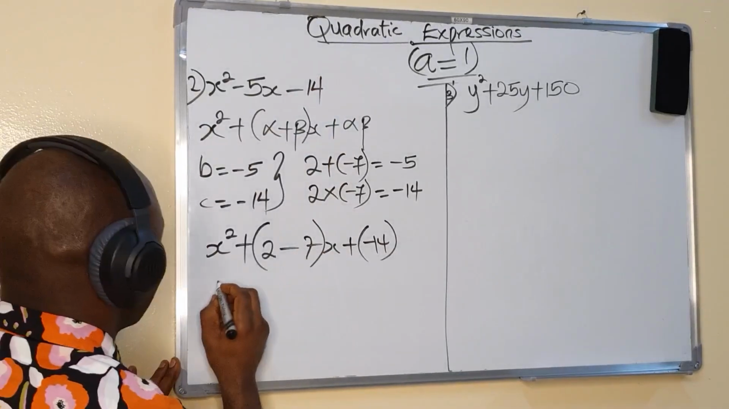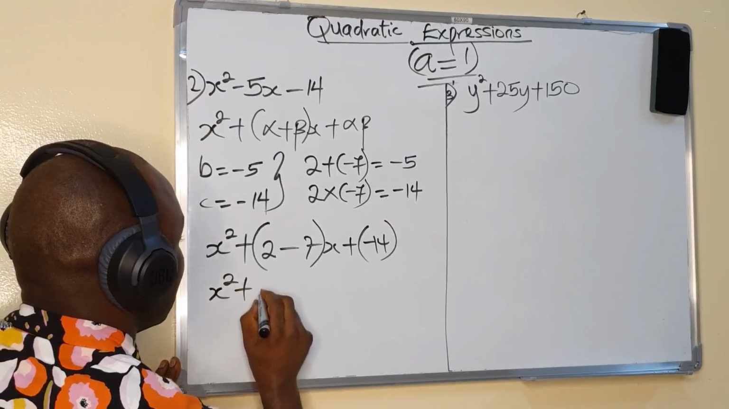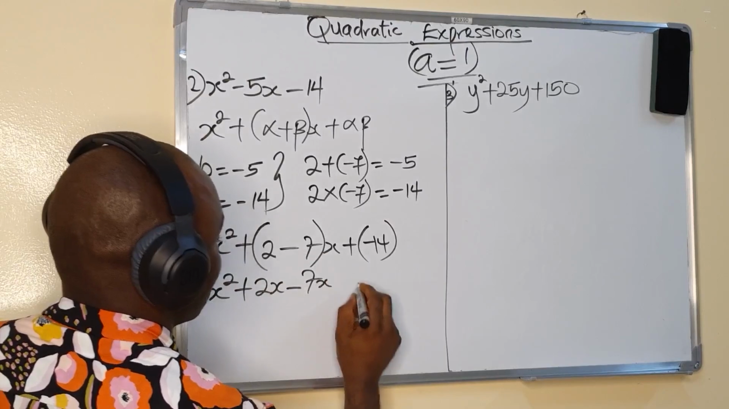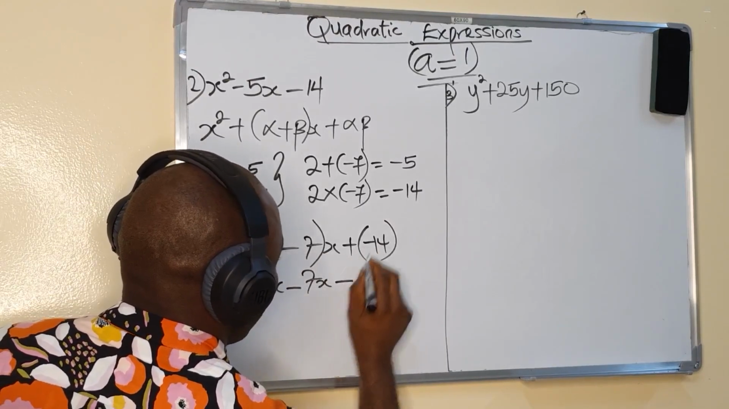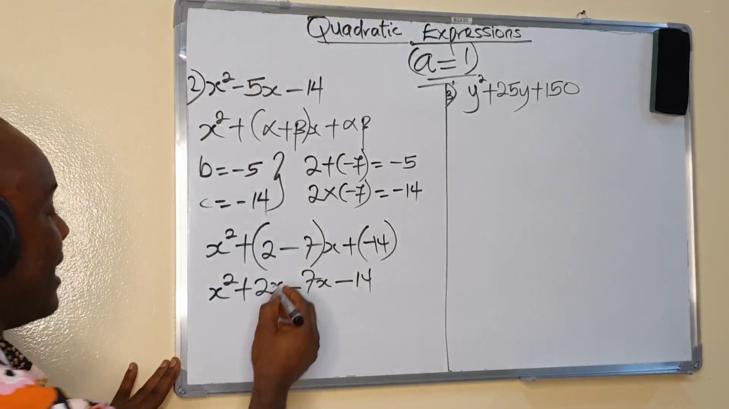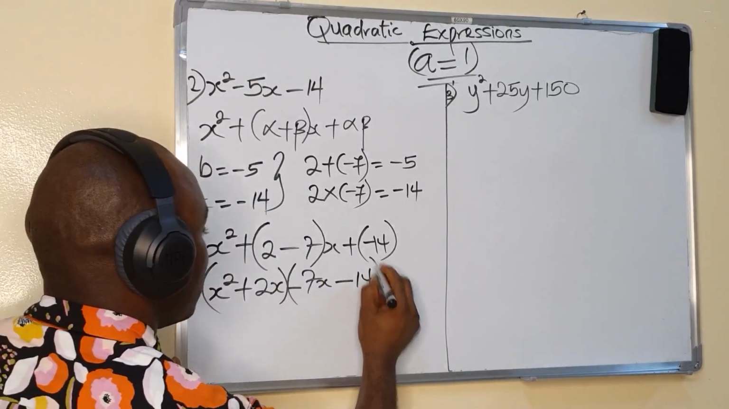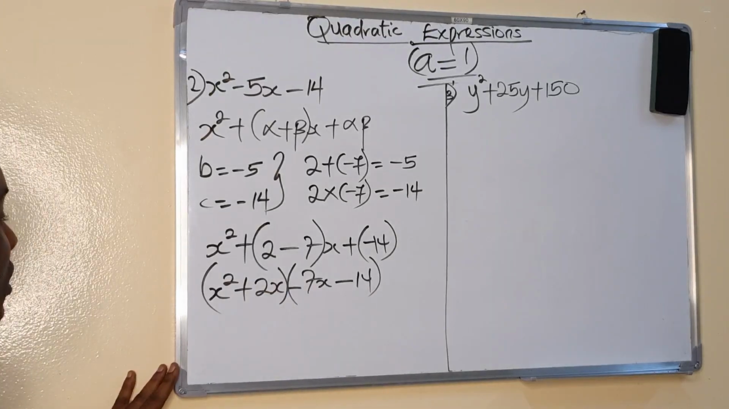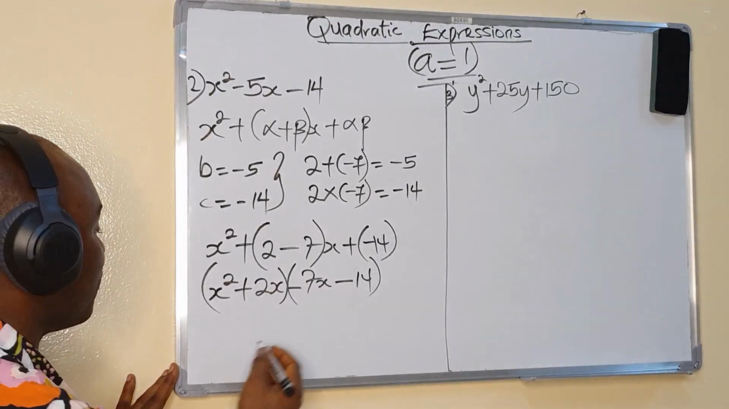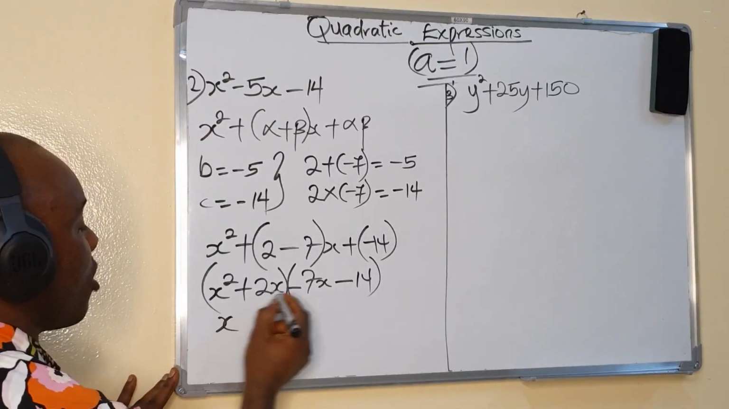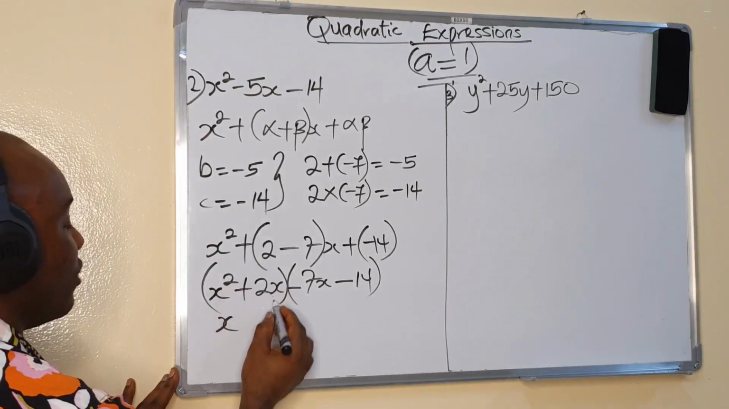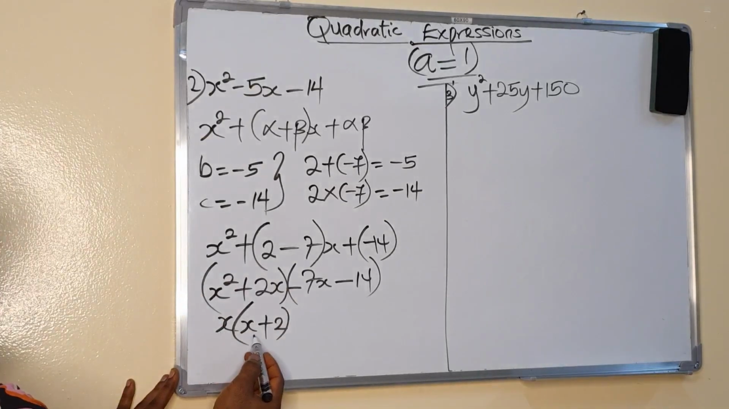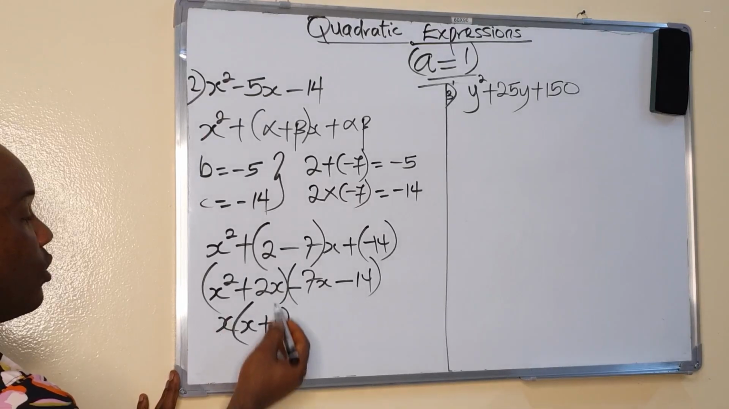So our major focus is inside the bracket. Hence, x squared plus 2 times x is 2x, minus 7 times x is 7x, plus times minus is minus, so we have -14. Now we go into grouping. I'm going to group x squared and 2x, and -7x and -14. So to do that, x is the common factor we have in x squared and 2x. So I factor it out and multiply it by x, add 2, because x times x is x squared and x times 2 is 2x.